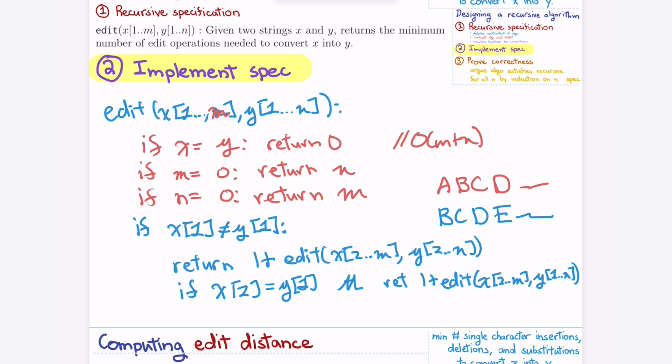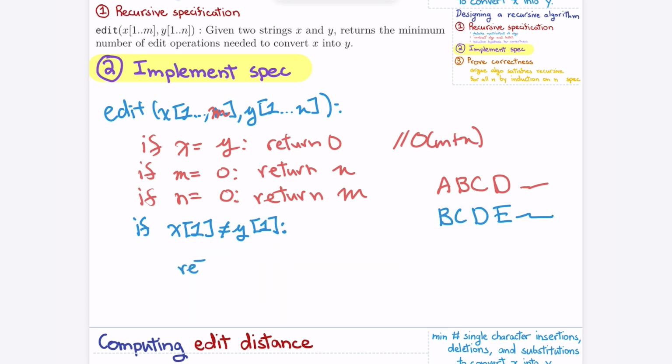Right, the simplest way to get it correct is to try everything. As soon as I know these two are different, I have to do something. I have to either substitute or insert B or delete A. I don't know which one's best, but I know one of the three has to happen. So let's just try all of them. So what does all of them look like?